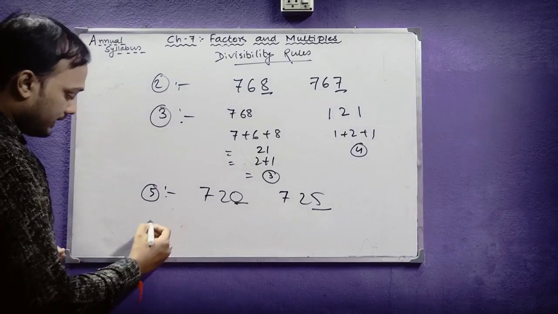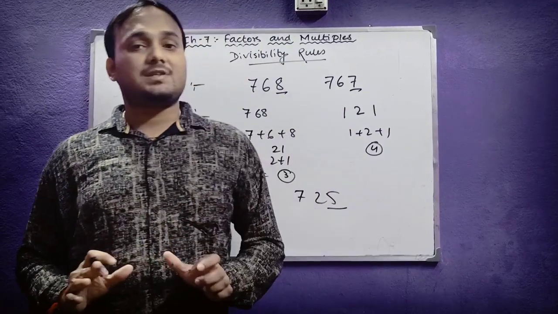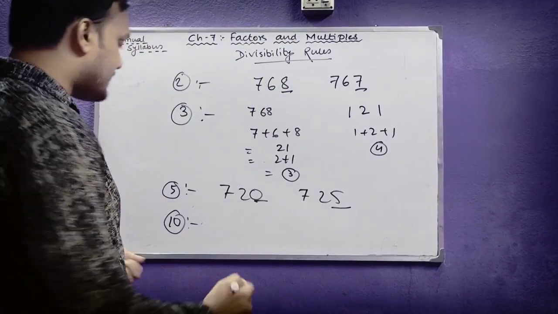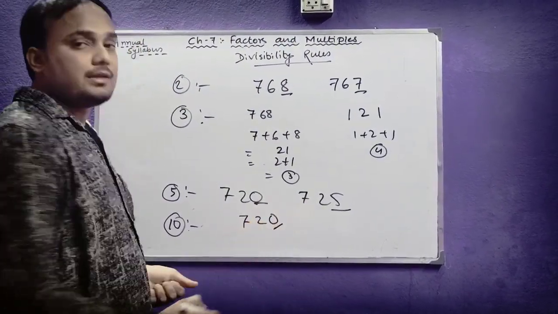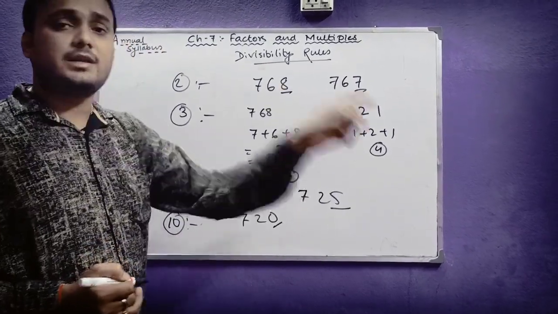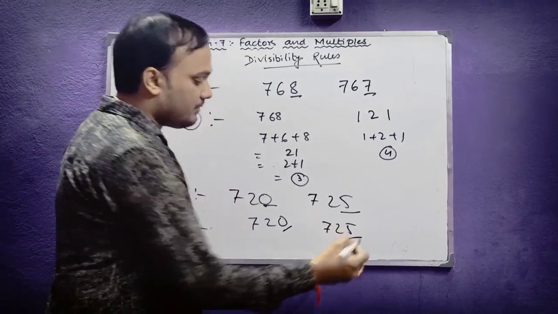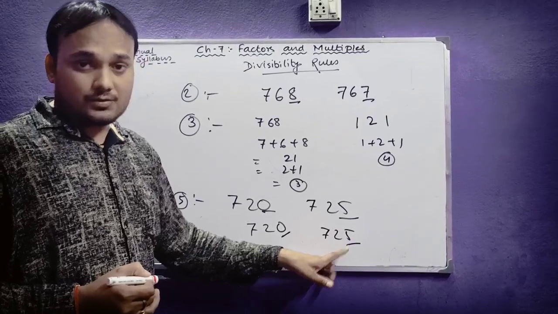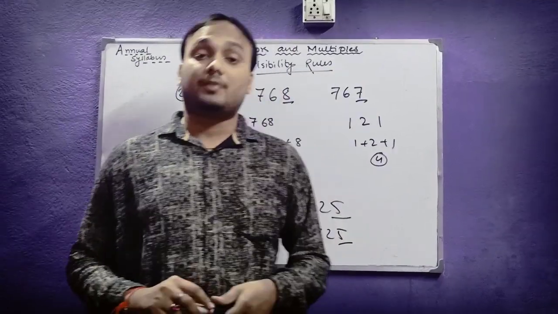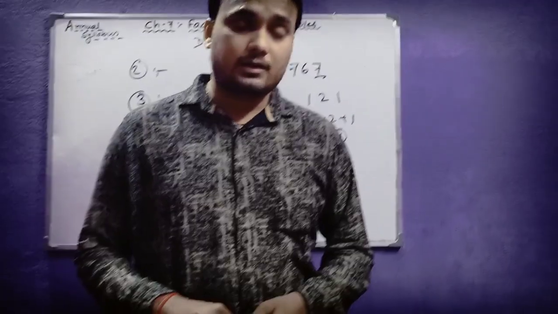And for 10, the divisibility rule of 10 is the simplest one here. You only have to see whether the unit digit is 0 or not, and that's it. If the unit digit is 0, like 720, then that number is divisible by 10. And if the unit digit is any other digit, then it will not be divisible by 10. For 725, the last digit is 5, not 0, so it's not divisible by 10. So the divisibility rule of 10 is that the unit digit, the ones digit, should be 0. Only then is the number divisible by 10, otherwise not.